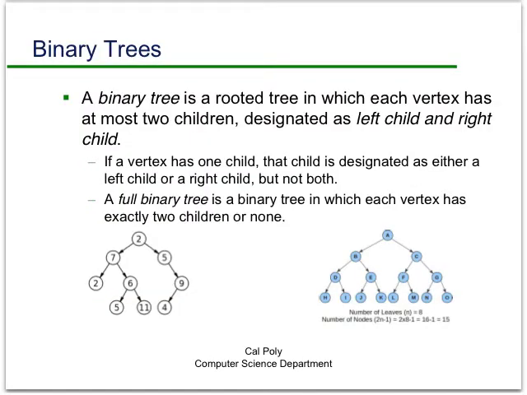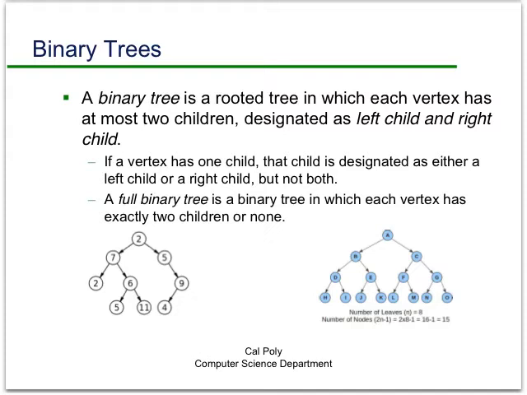So we're going to focus on an even more specialized kind of rooted tree, and that's a binary tree. That's where each vertex has at most 2 children, designated as left and right child. So if a vertex has 1 child, you still designate it as either the left or right child, but not both. So for instance, in this example, 2 is the root, 7 is the left child of 2, and 5 is the right child of 2.